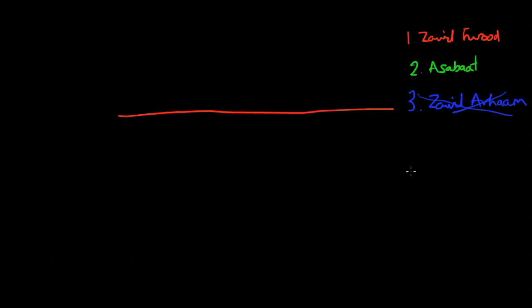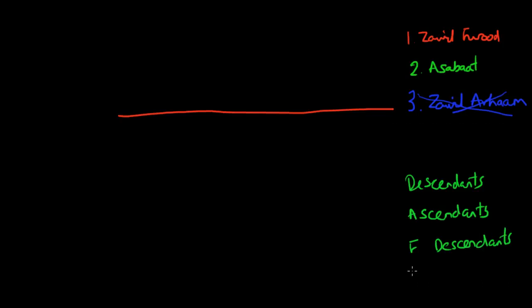It starts with the descendants. Let's use a different color. Starts with descendants. Then it goes on to the ascendants. Then the father's descendants. And finally, the grandfather's descendants.